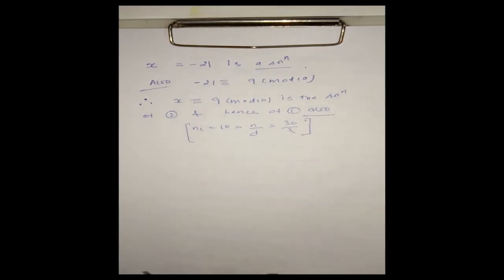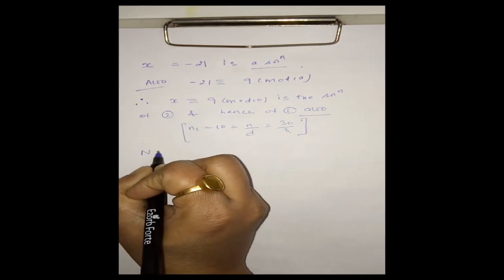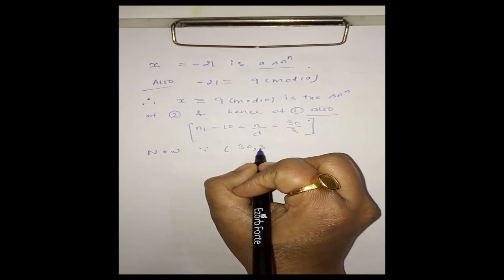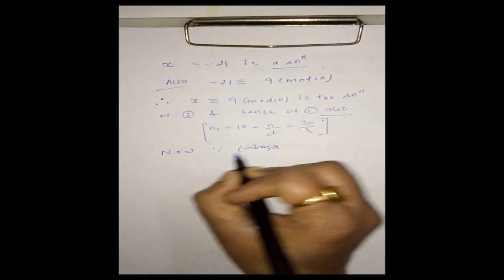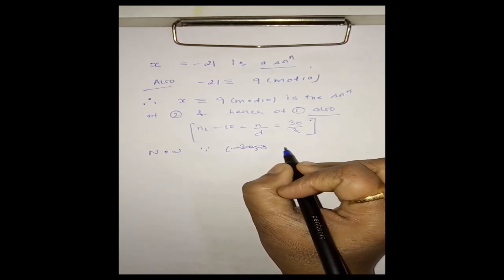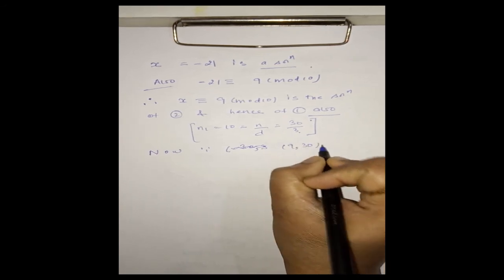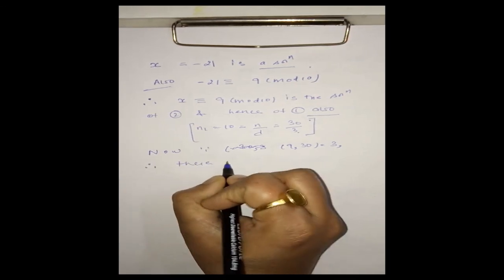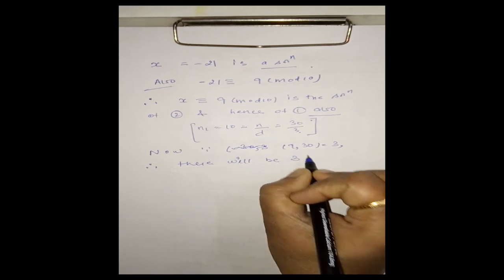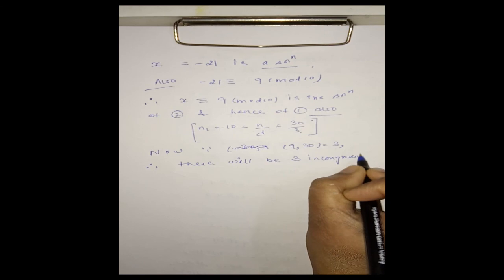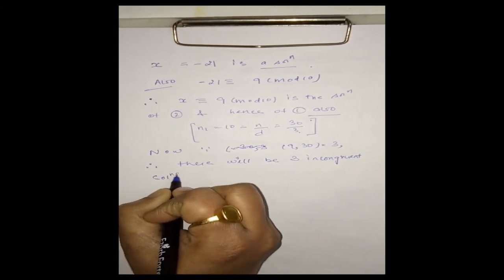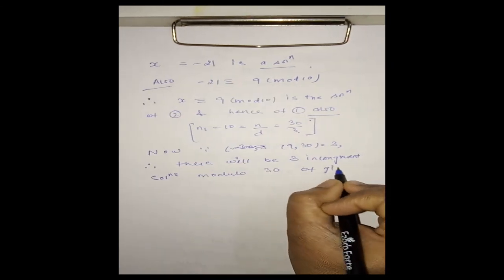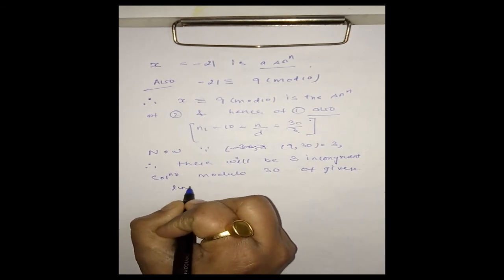Now we will find the incongruent solutions. Since GCD of a and n, not n by d, by mistake, sorry. Now since GCD of 9 and 30 is 3, therefore there will be 3 incongruent solutions modulo 30 of the given linear congruence.